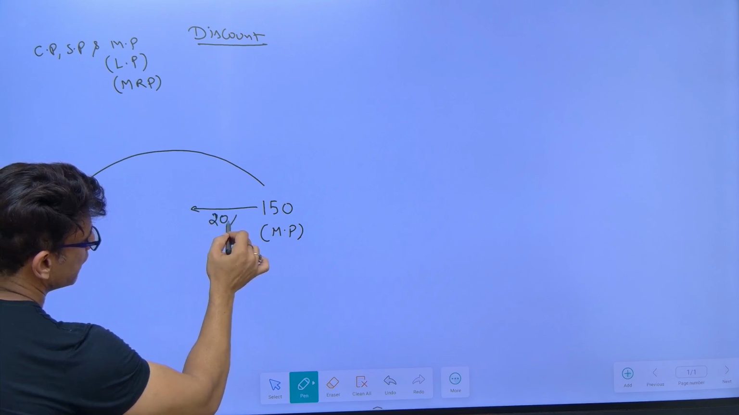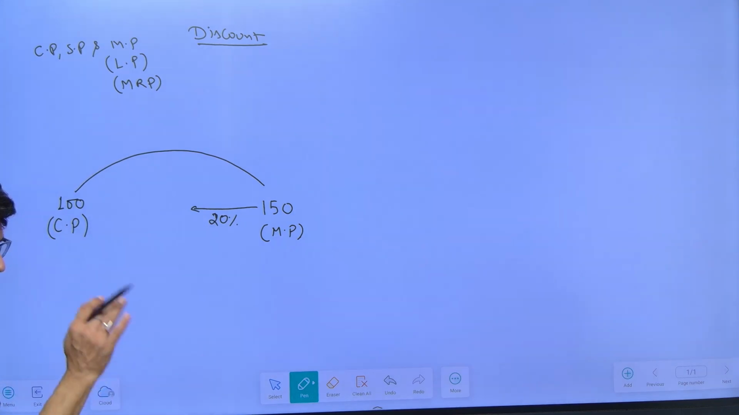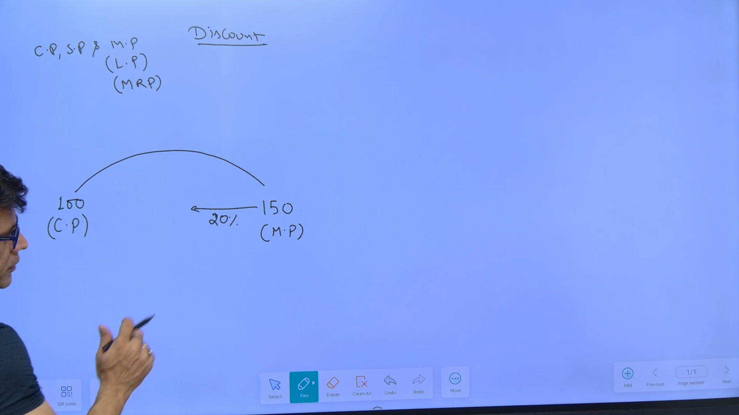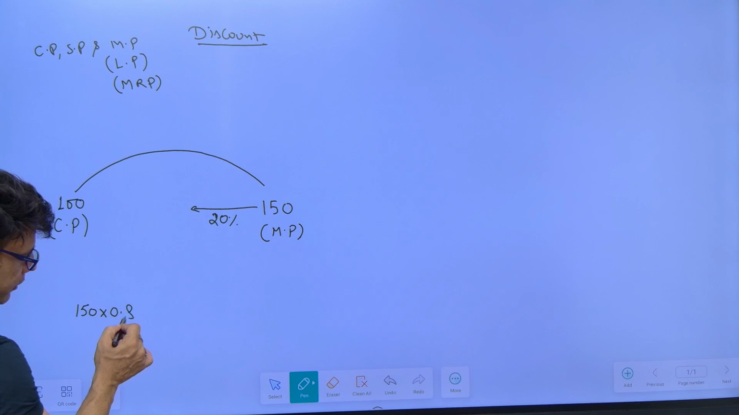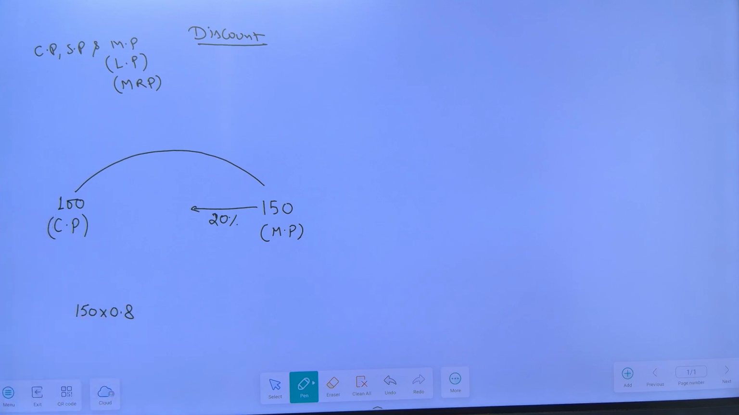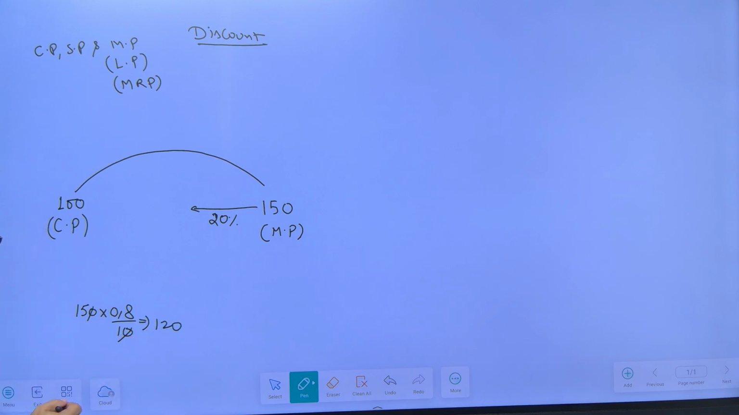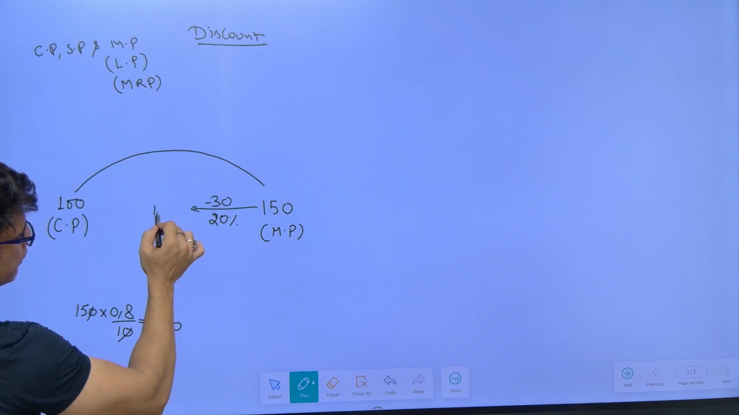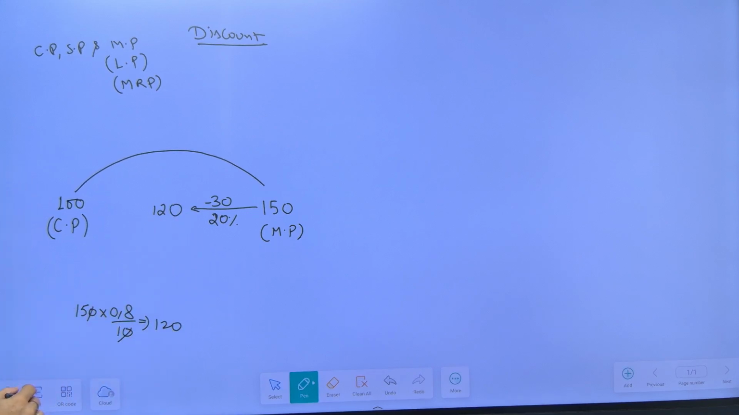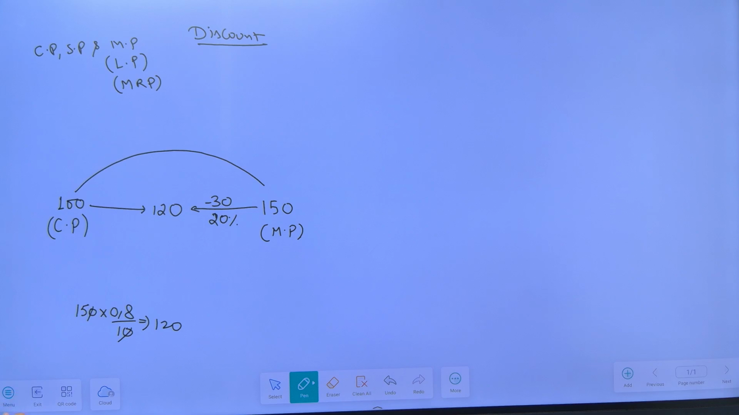Let's say you give 20% discount to your customer. Discount means bringing the price down. So 20% means you multiply 150 with 0.8. Why 0.8? Because the price is coming down. So 15 times 8 is how much? 120. Yes. So on 150 rupees, 20% discount is the same as 30 rupees discount, and the price comes down to 120 rupees.